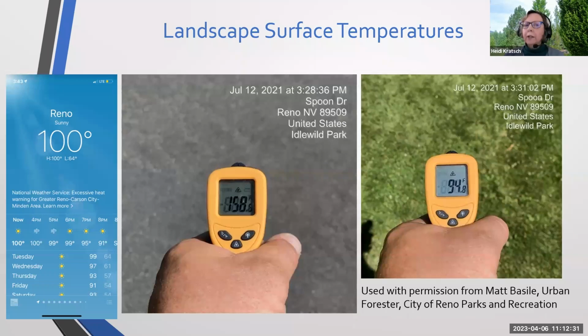So let's talk a little bit more about landscape surface temperatures, because these can have a tremendous impact on any plants in the vicinity. So many surfaces around trees especially can reach extremely high temperatures in the summer, and this can increase the tree's water requirements, and it may have negative effects on the tree roots and on the soil microbiome, which we'll talk about in just a moment.